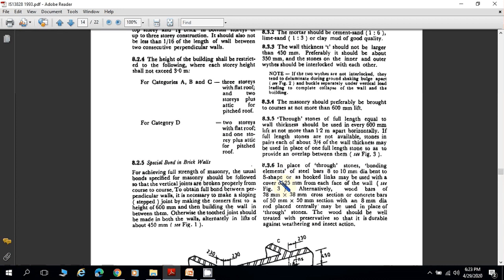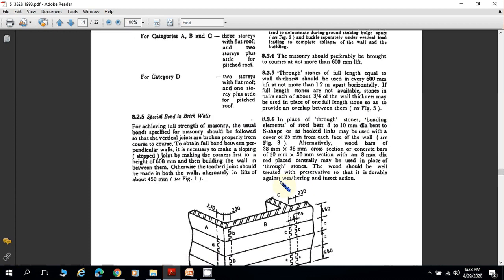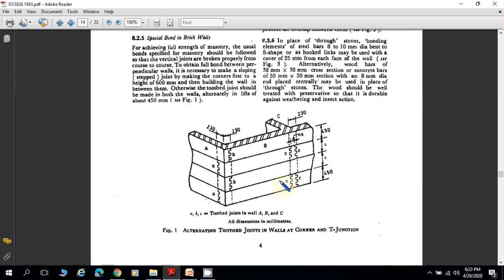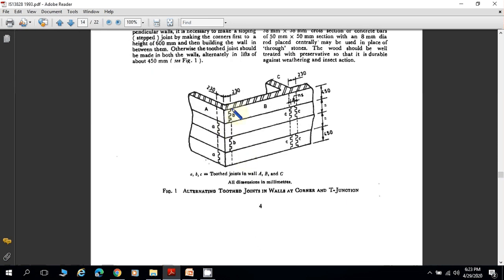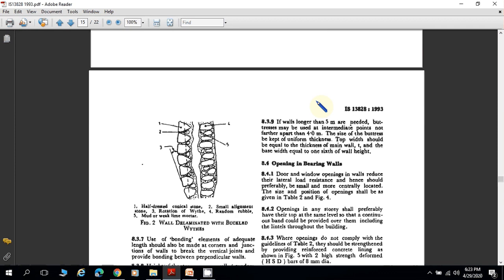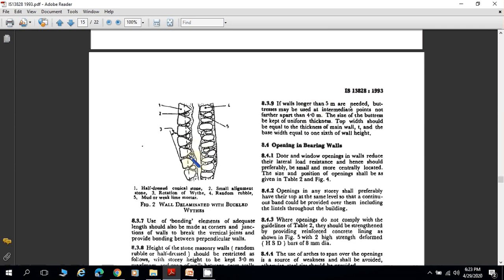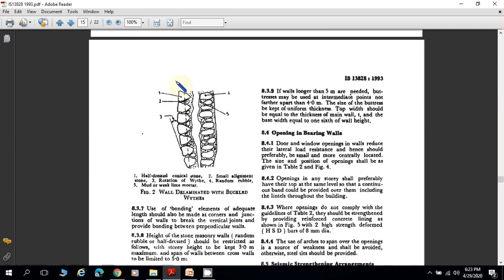The stones on the inner and outer layers should be interlocked with each other. The masonry should preferably be bonded at courses not more than 600 mm lift. So these are some recommendations and how the joints are provided, so that all the masonry walls act like a single unit. And this is the pictorial view of a wall delaminated with a buckled layer.